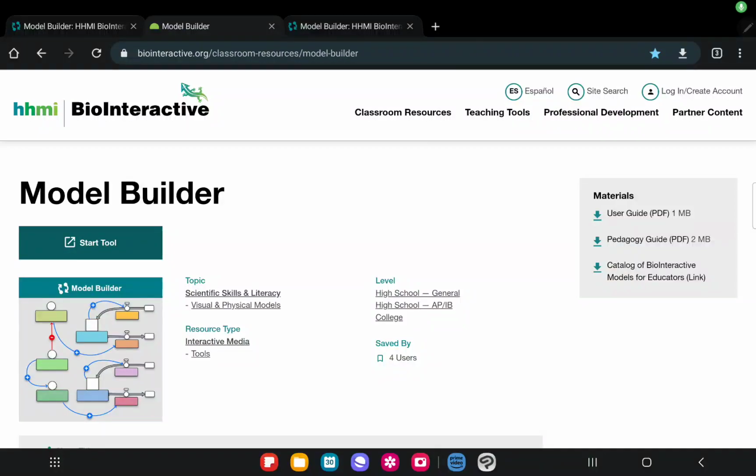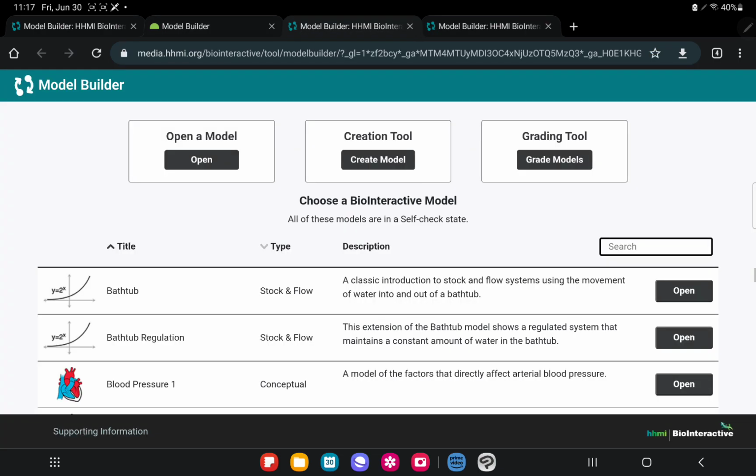The easiest way to use Model Builder is to use one of the BioInteractive models for educators that is on the landing page for the Model Builder tool. If you need help with Model Builder, you can always use the user guide or pedagogy guide, and that has a wealth of information in there for how to use Model Builder in your classroom and just how to use the tool in general. So let's start the tool.